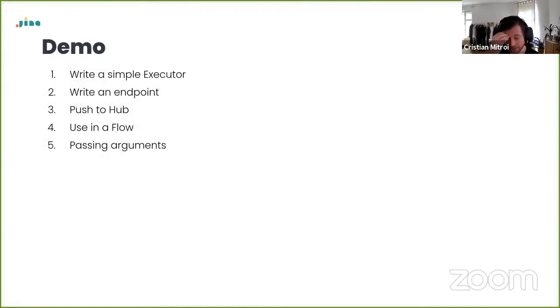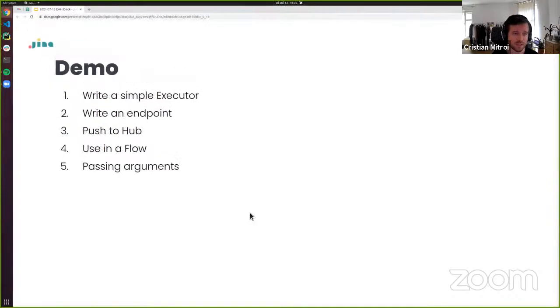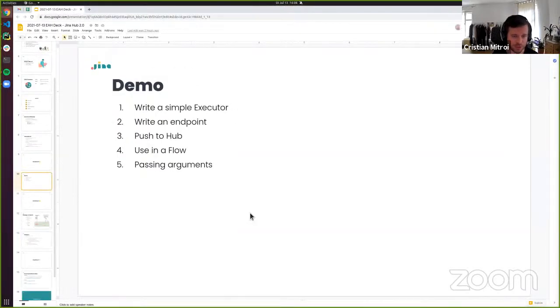So just an outline of the demo. We will be writing a simple executor with an endpoint. We will push this to the hub. We will then use this in a flow, and we will see how we can pass arguments to this executor.